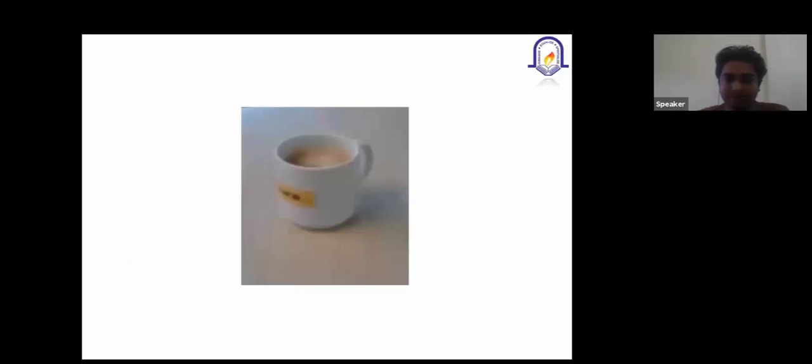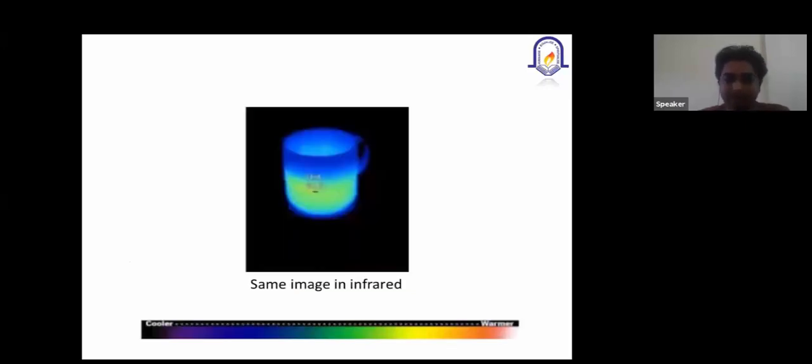Can we see anything about it? No. But when we see through this thermal camera, we can infer that the blue area is cooler while the green portion is hot. What we can conclude here is that the coffee is hot. Understood?